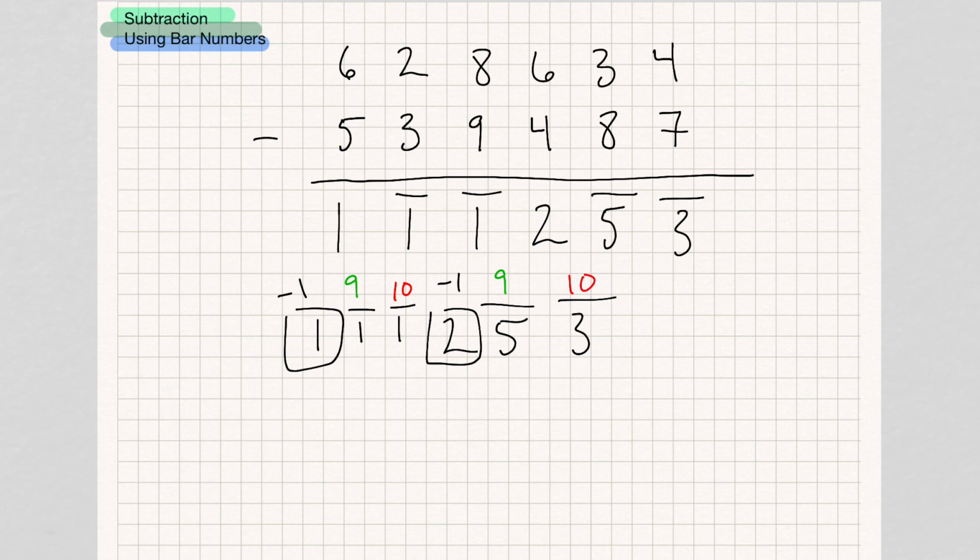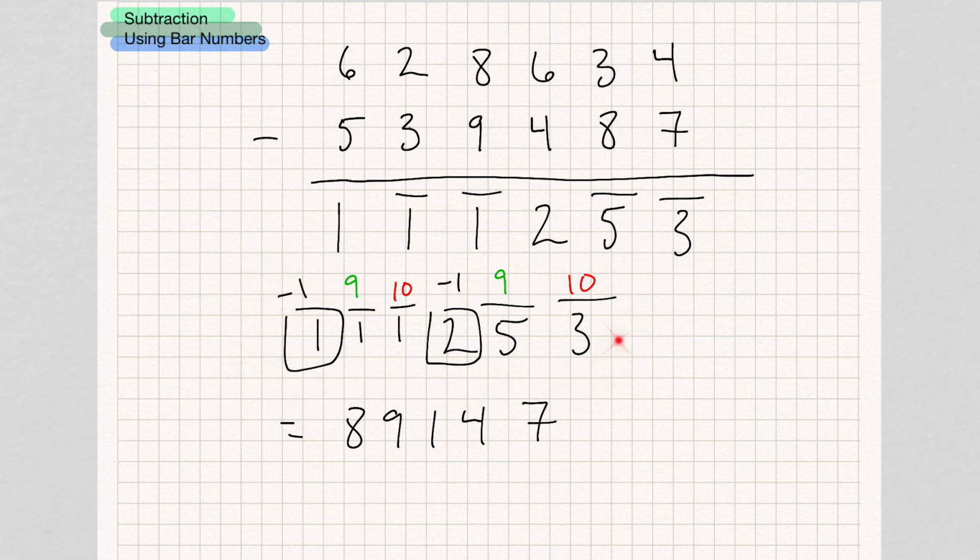So 1 minus 1 gives us 0, 9 minus 1 gives us 8, 10 minus 1 gives us 9, 2 minus 1 gives us 1, 9 minus 5 is 4, and 10 minus 3 gives us 7. So here we have our answer, 89,147.